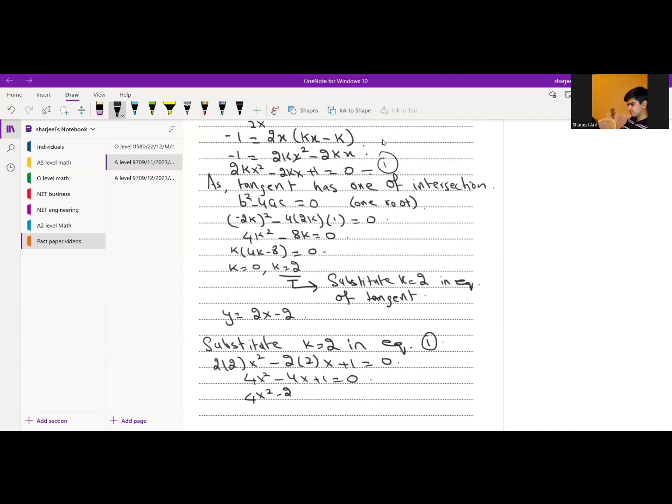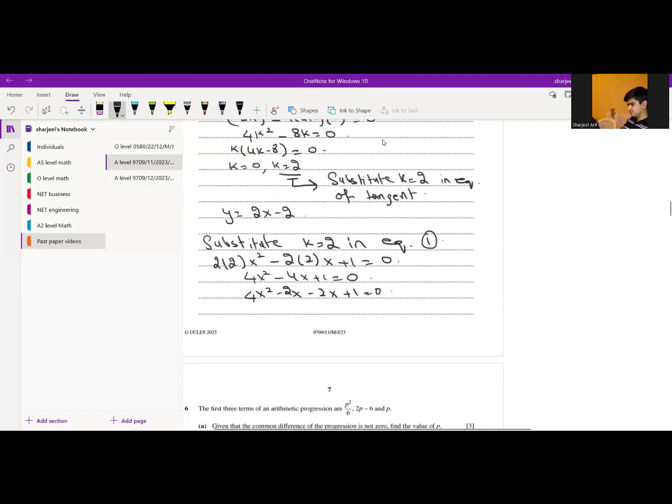So simplify it. You get 4x square minus 2x minus 2x plus 1 equal to 0. So you will get 2x into (2x minus 1) minus 1 into (2x minus 1) equals 0. So that will become (2x minus 1) whole square equal to 0. Let me rewrite it. And this will become (2x minus 1)(2x minus 1). So the value of x will be 1 by 2.